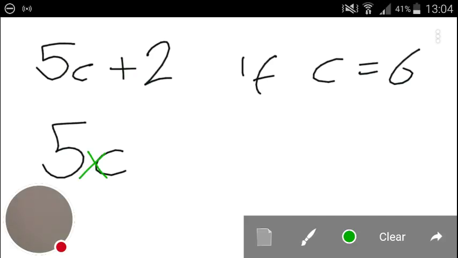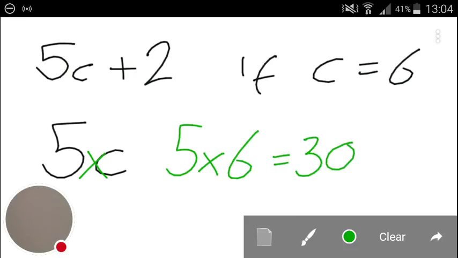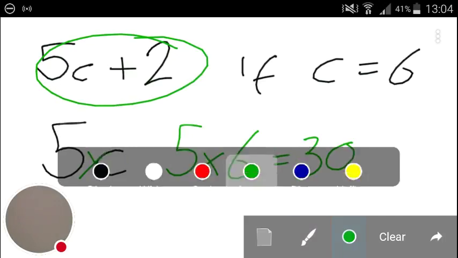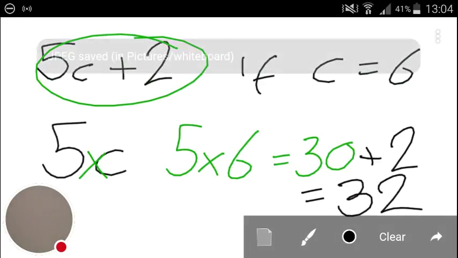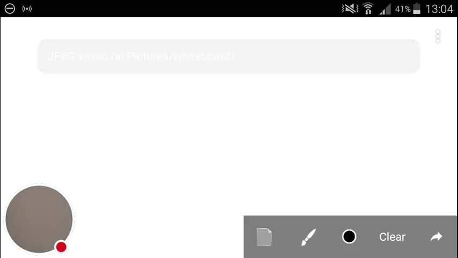So 5c means 5 times c, so I've got 5 times 6, which gives me 30, and then go back to my original calculation, I had 5c plus 2, so I get the 2 that was there originally, so 30 plus 2 gives me 32. So 5c plus 2 when c equals 6 gives me 32. So again, that's one of your more basic substitutions.